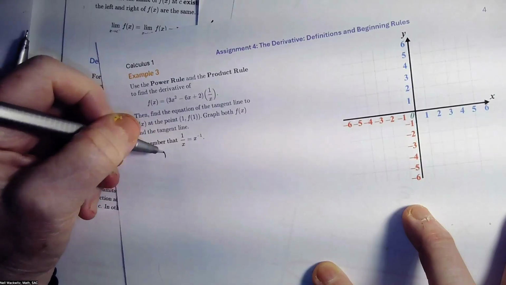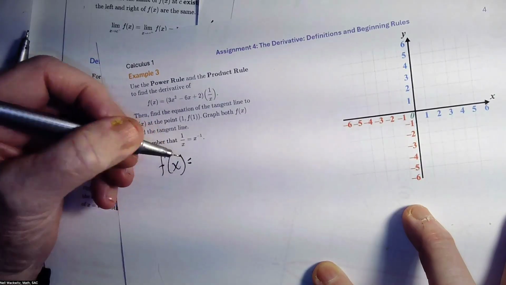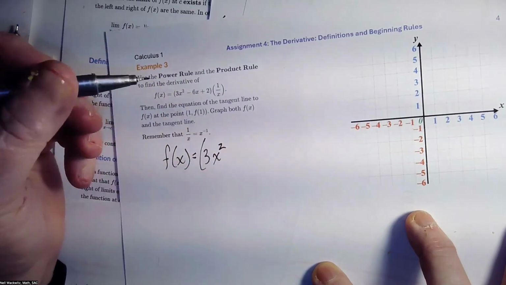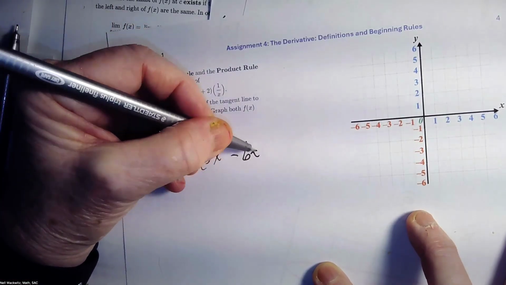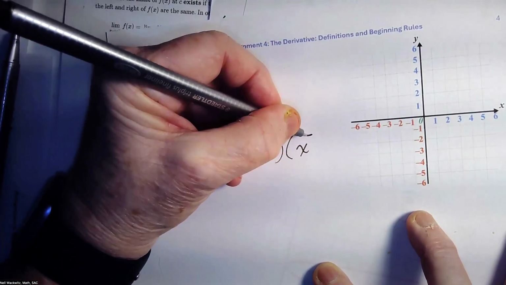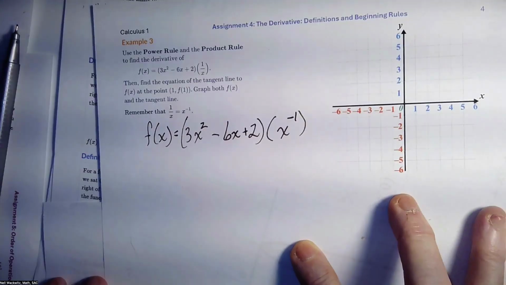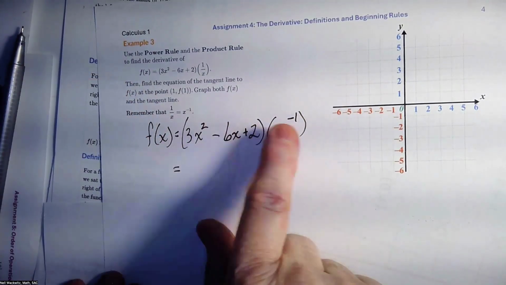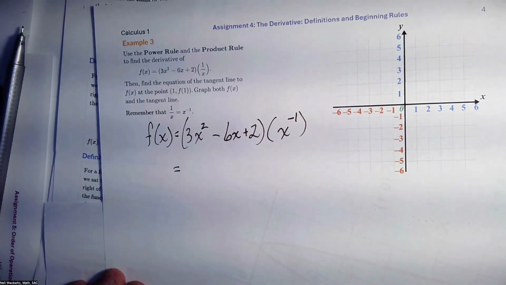We've got f of x is equal to 3x squared minus 6x plus 2 times x to the negative 1. Because that makes it easier for us to multiply term by term.